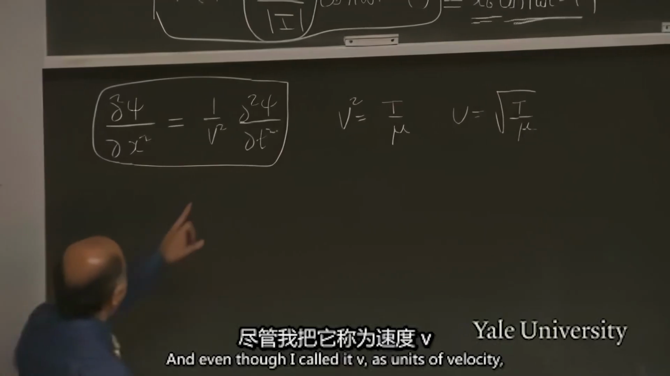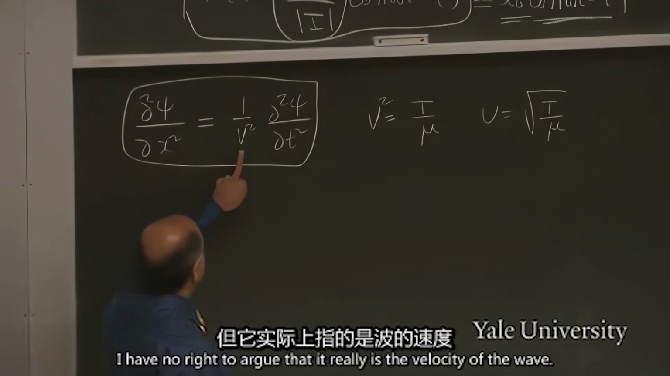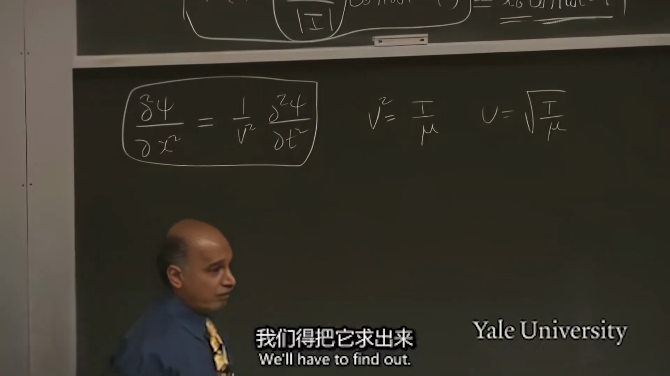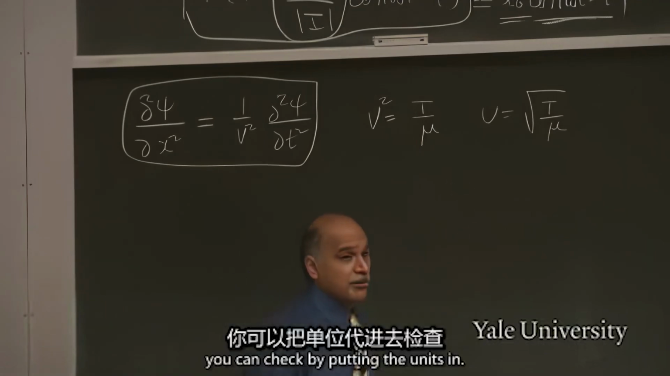And even though I called it v, it has units of velocity. I have no right to argue that it really is the velocity of the wave. We'll have to find out. It has dimensions of velocity. You can check by putting the units in.